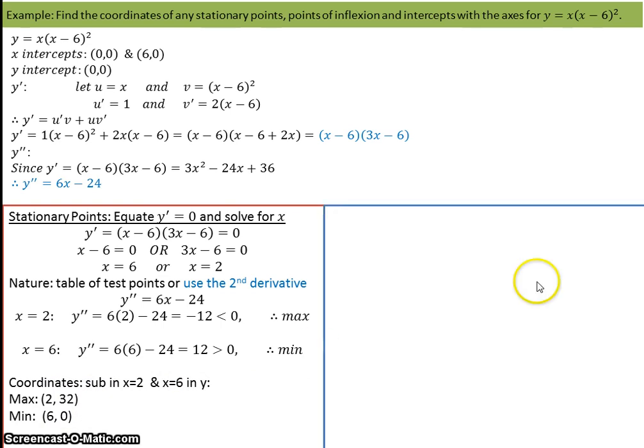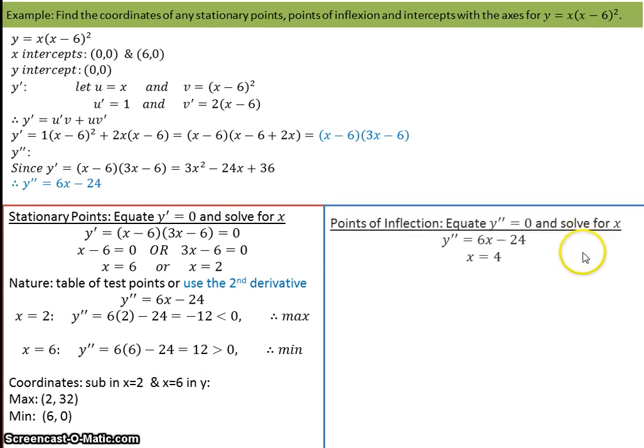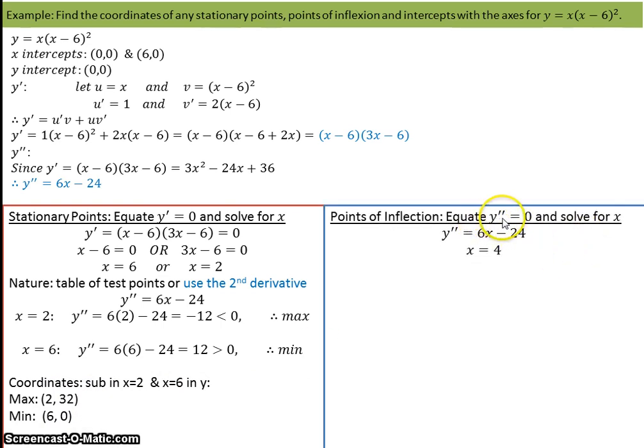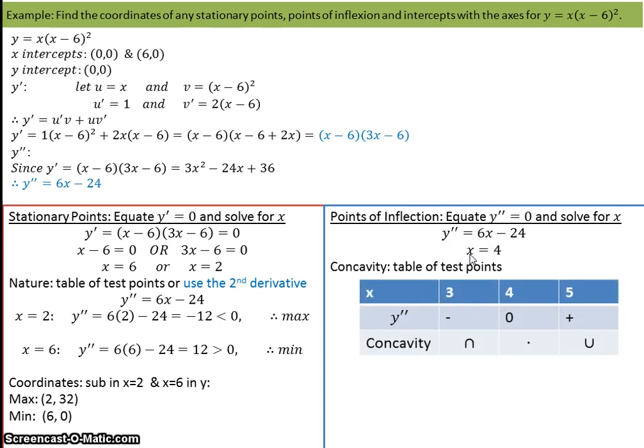Now to determine the point of inflection, I need to use the second derivative. I equate the second derivative to 0 and solve for x. 6x minus 24 equated to 0 yields x is equal to 4 as a solution. Then I use the table of test points around the critical value, x is equal to 4.